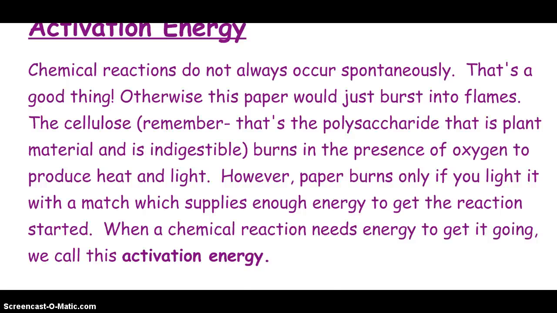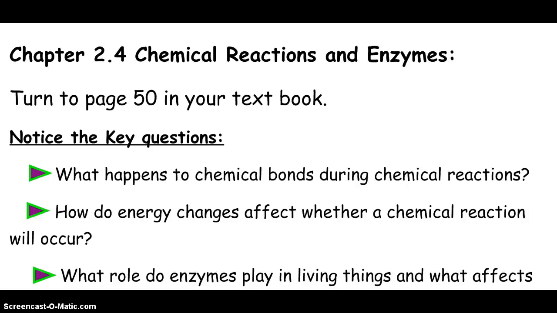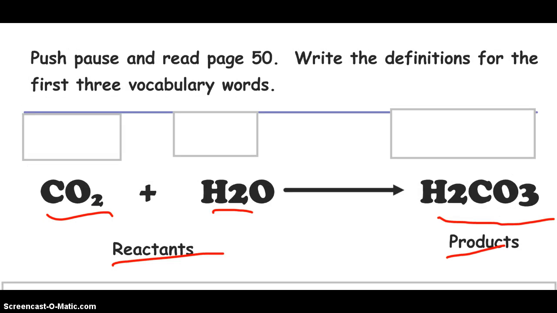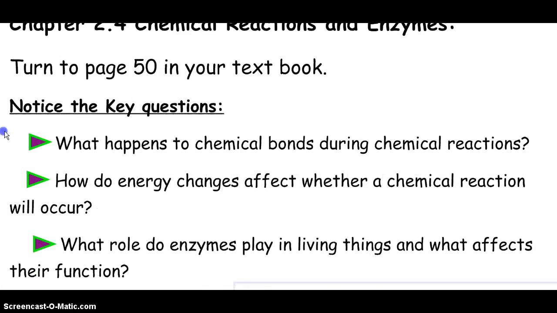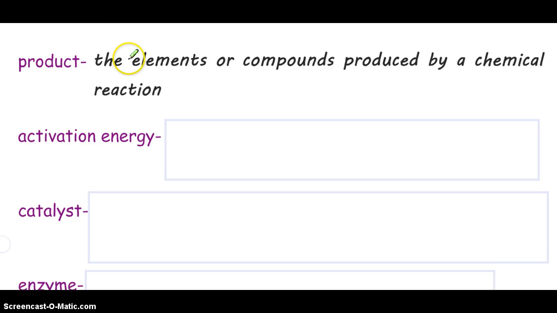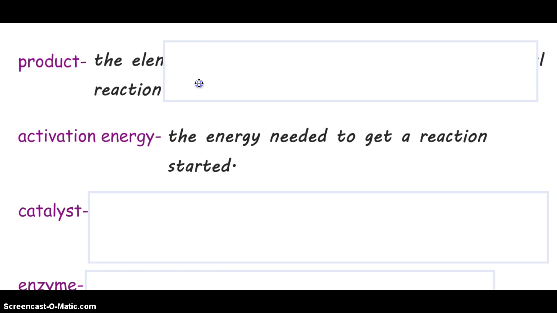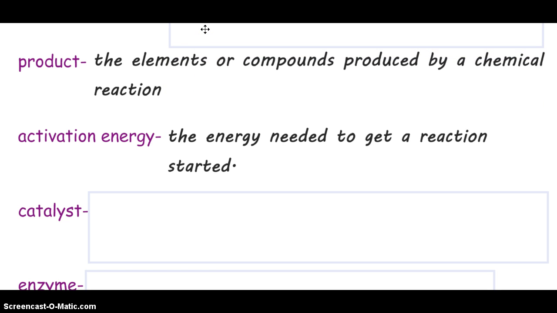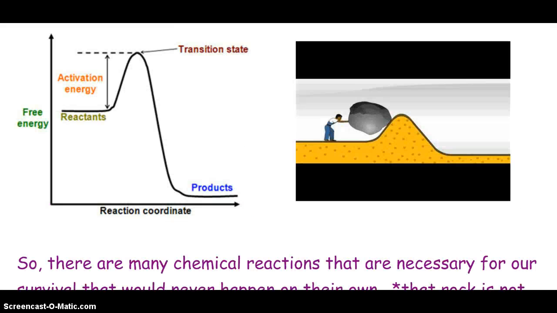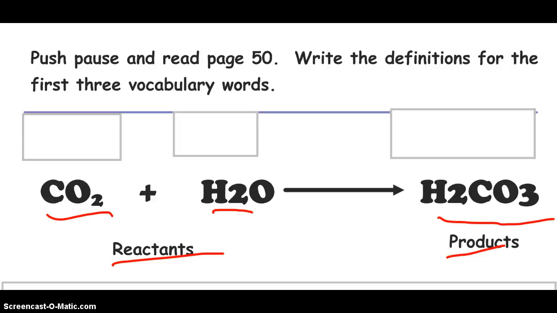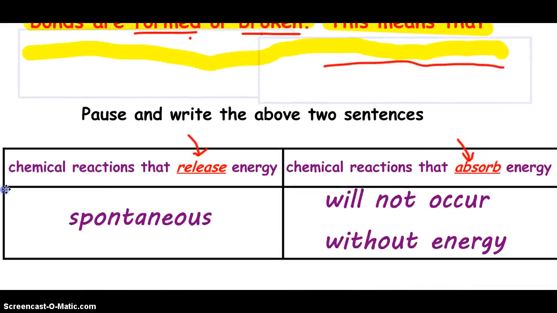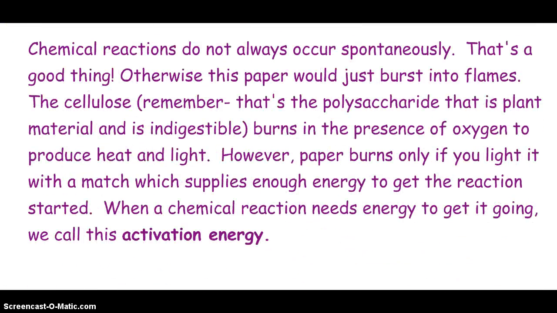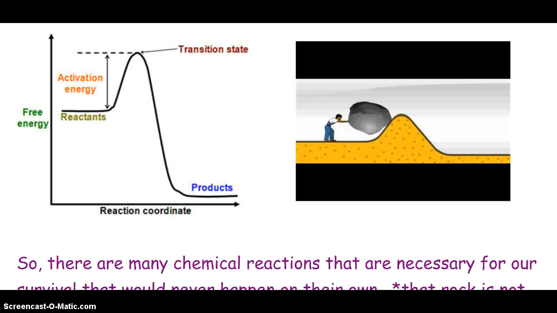So now let's go back a couple of pages, to our front page with the vocabulary, and let's fill in our definition for activation energy. Activation energy is the energy needed to get a reaction started. Now if you need to push pause to write that down, this would be a good time. The energy needed to get a chemical reaction going is called the activation energy. And that makes sense. When you activate something, you start it. It's the energy needed to get this chemical reaction going.